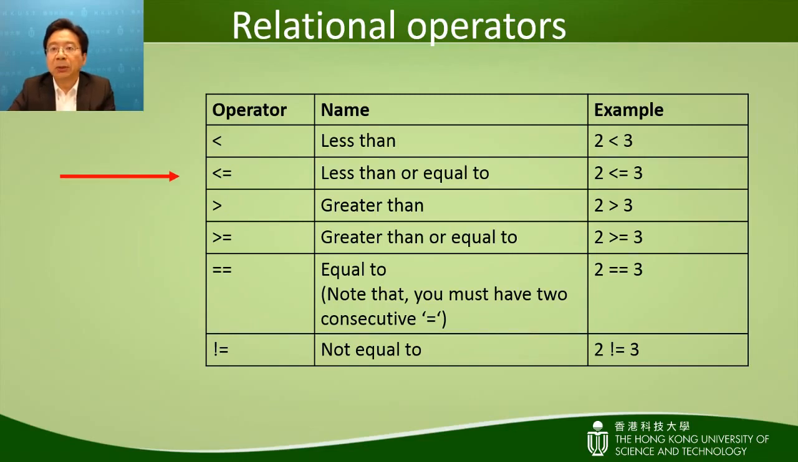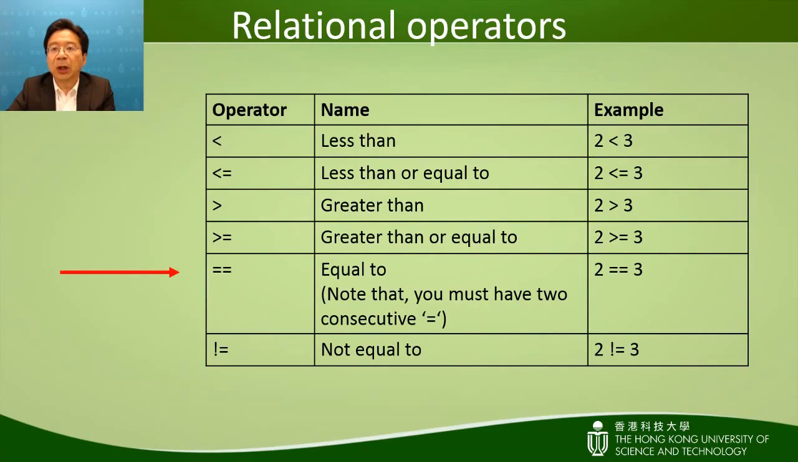Less than or equal is represented by the less than sign and then the equal sign. Notice that the order matters. Java would not recognize an equal sign followed by a less than sign. The expression 2 <= 3 would be evaluated to true. Similarly, we have greater than and greater than or equal to. 2 > 3 and 2 >= 3 will both give false.